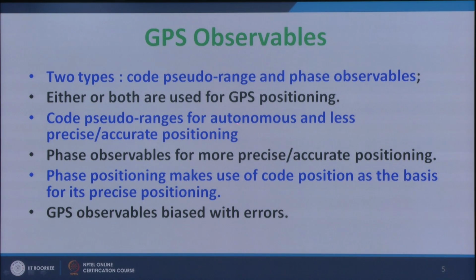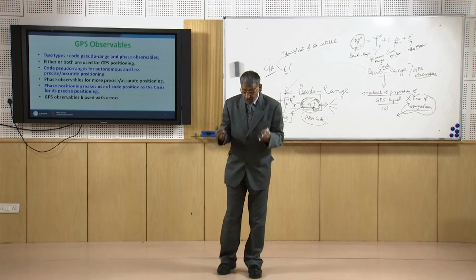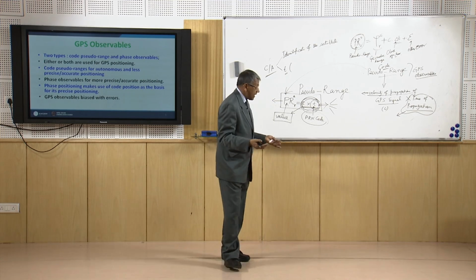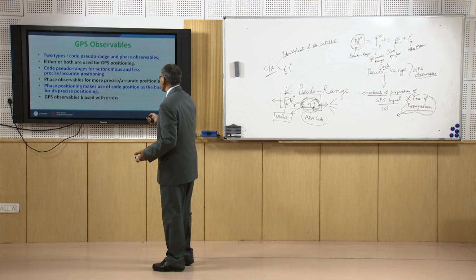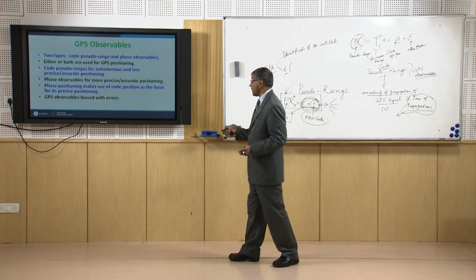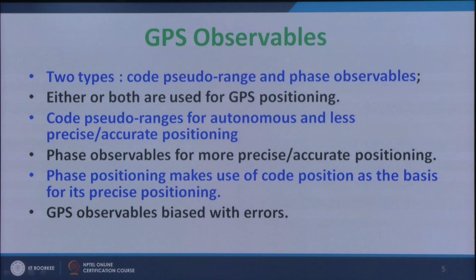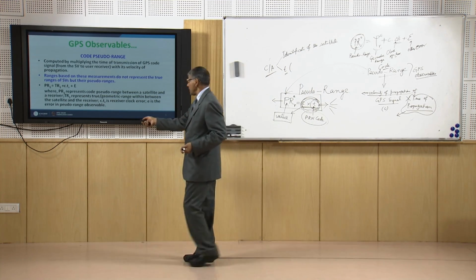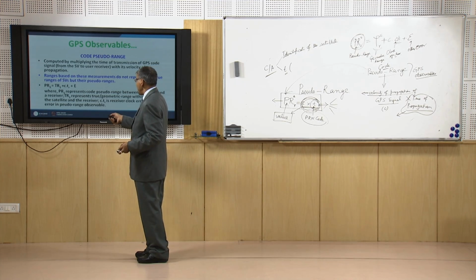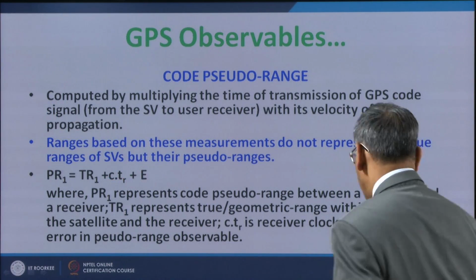Code pseudo range, as I told you, is a measurement of time that will be coarse in nature as well as associated with error. So it is used for autonomous or less precise positioning, and phase observable for precise positioning. As I told you, GPS observables are biased with errors. Now code pseudo range, as I have shown, is the true range, geometric range, plus error due to receiver synchronization error and other errors.